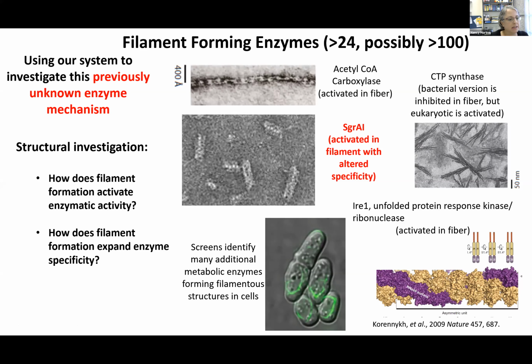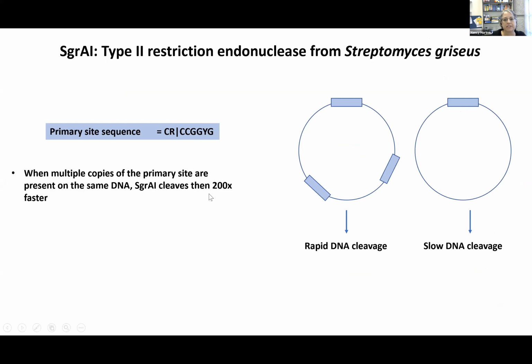So the questions that we're looking at are, one, how does filament formation activate enzyme activity? And two, how does filament formation expand the sequence specificity? What I mean by that is, this is a type 2 restriction endonuclease from Streptomyces griseus. It recognizes this 8-base pair recognition site in duplex DNA. If there's only a single copy of this recognition site in the plasmid, it'll bind it tightly, but cleave it only very slowly. If there's more than one copy, it cleaves them all very rapidly.